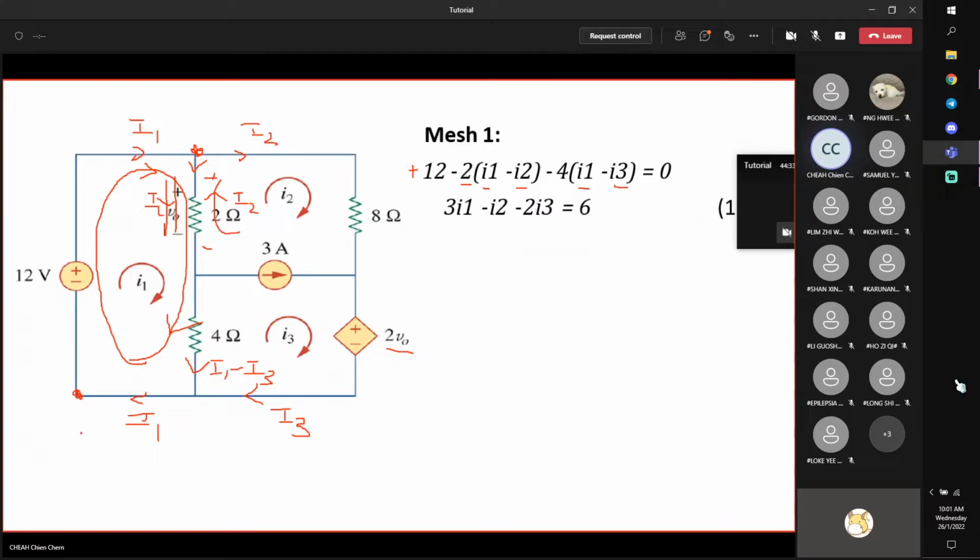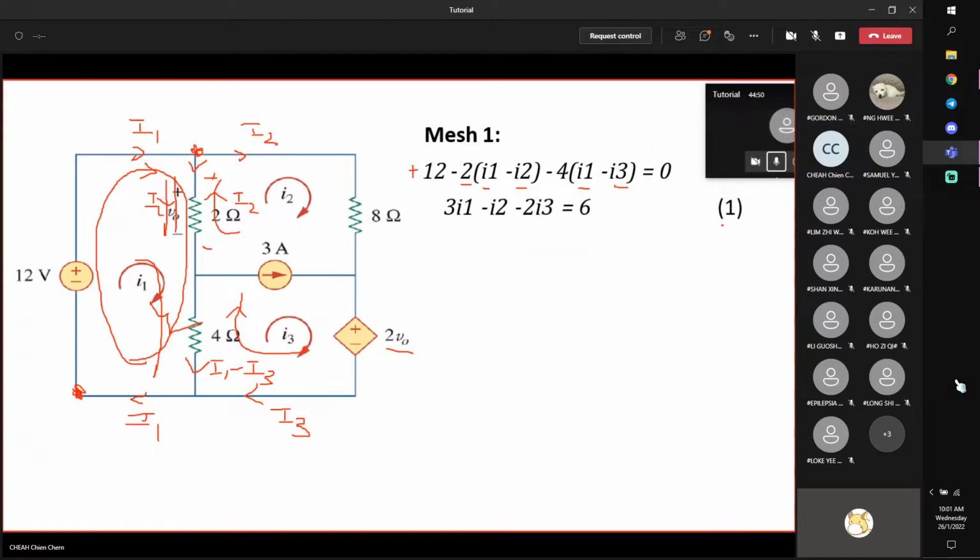Inflow equal to outflow. A faster way to write is that I1 is downwards, positive. I3 is upwards, negative, right? Therefore, you can write this down and you come back to the same point again. This gives you 1 equation, right? It's not enough because we have 3 unknowns: 1, 2, 3. You need 2 more equations.